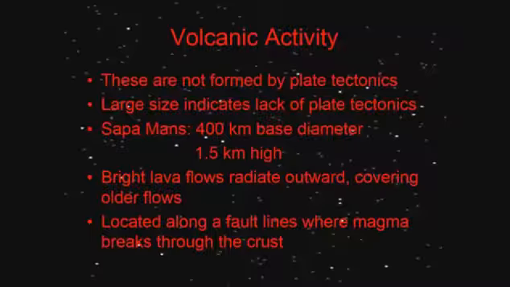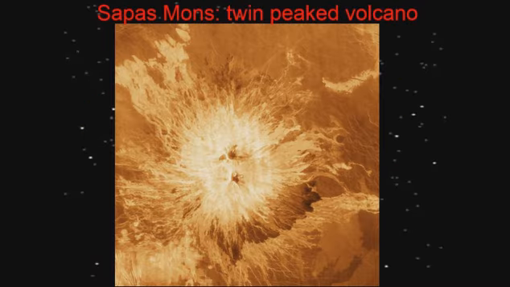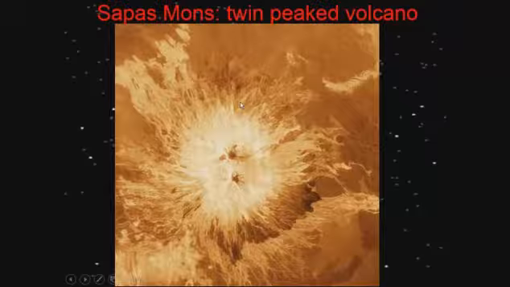And if you look at these things, you'll end up with bright lava flows flowing outwards and covering older lava flows. And they tend to be located along fault lines where the magma breaks through the crust. And there's Sapper Mons. It's a twin-peaked volcano. Two peaks to this volcano, and all of this bright stuff is lava that has flowed down the flanks of the volcano and flowed over the darker, earlier lava, especially here, where you can see the dark and the light.